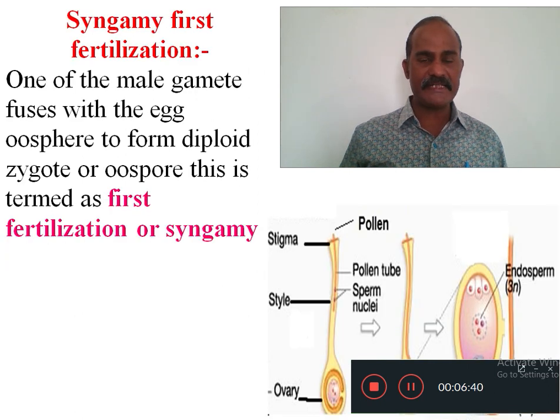Now if we see the process of fertilization, it is completed in two stages. Stage 1 is called syngamy, or first fertilization. One of the male gametes, the first male gamete, fuses with the egg or oosphere to form a diploid zygote, or oospore. This is termed first fertilization, or syngamy. Mind it well, here the first male gamete is used, and secondly the egg or oosphere is used, which is now converted to oospore or zygote.